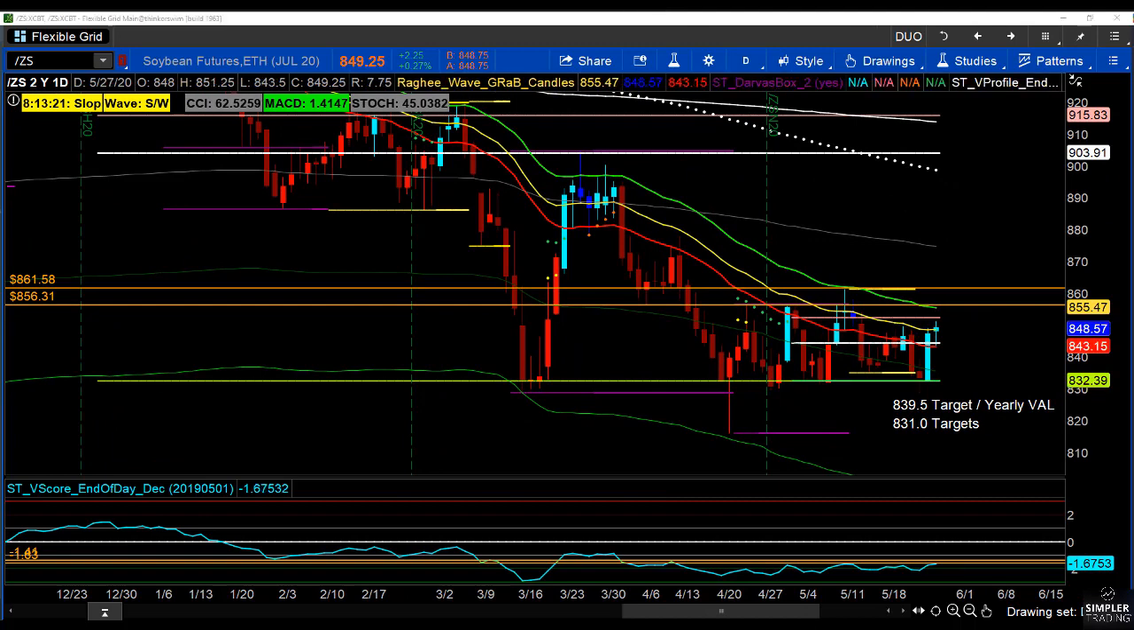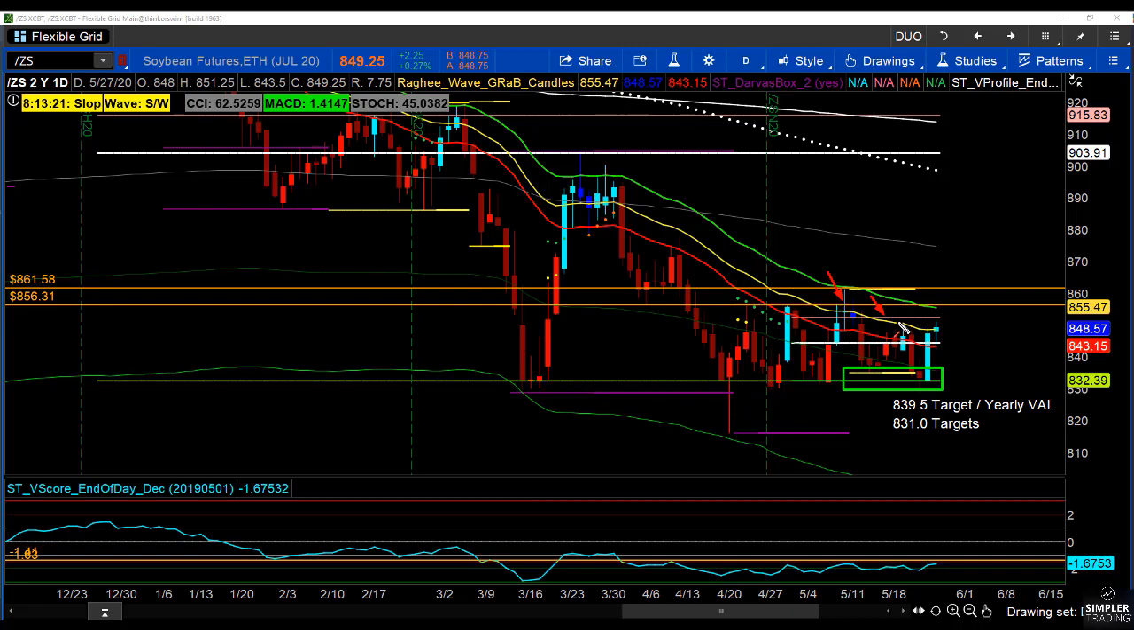So really what I'm doing here is differentiating the bottom of the zone from the top of the zone. Now, there's really two levels that I'm focused on. One is trading the area between about 861.5 to about 856. That zone would be a terrific place to either get long puts in soybeans or short soybean futures.